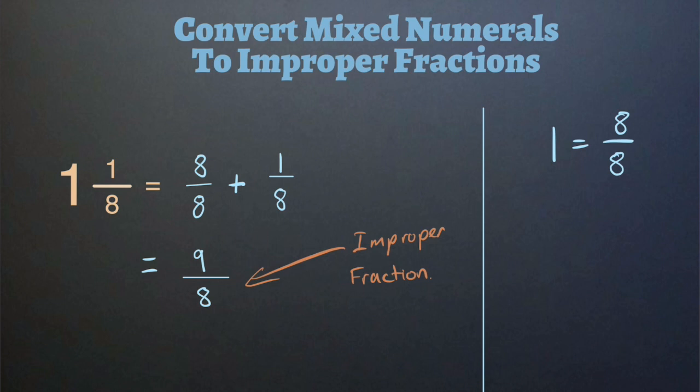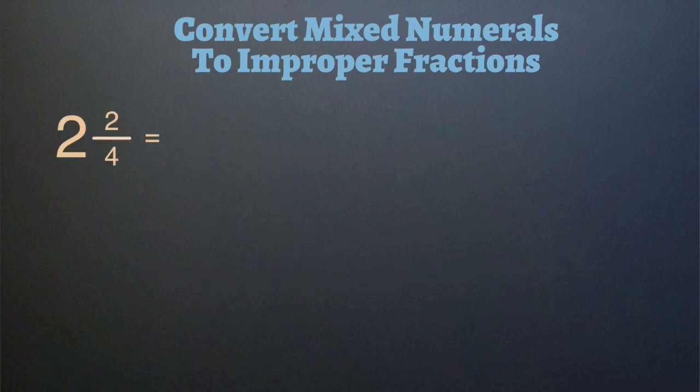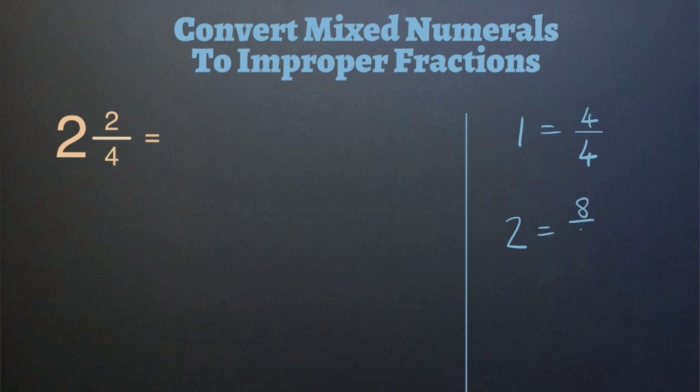Let's have a look at another example. Okay, so here I've got 2 2/4, and I need to convert that. All right, so let's start off. I'm just going to do my working on this side. We know 1 is the same as 4/4, don't we? So 2 must be the same as 8/4. Once we know this, we can rewrite our 2 over here as 8/4. And then we're just going to put a plus because we're putting these two things together.